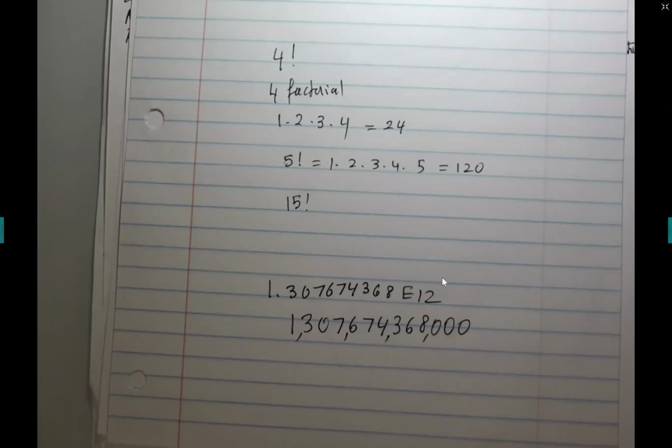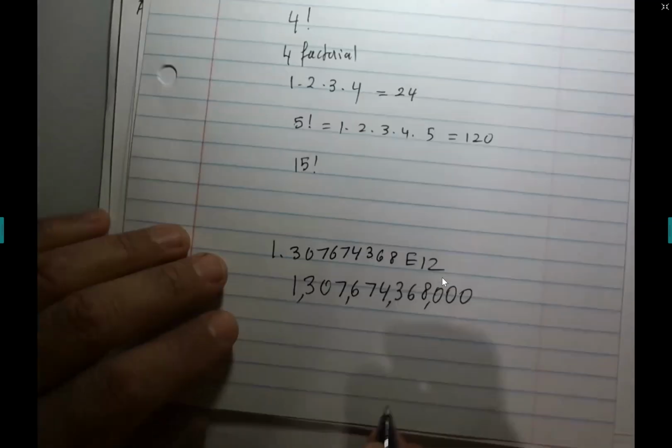So the E12, guys, means you have to move the decimal point 12 digits to the right. If you didn't have enough digits, guys, just put zeros toward the end. If this was a negative 12, it means you have to move the decimal point 12 digits to the left. I would like you to understand this from now because we're going to need it later.